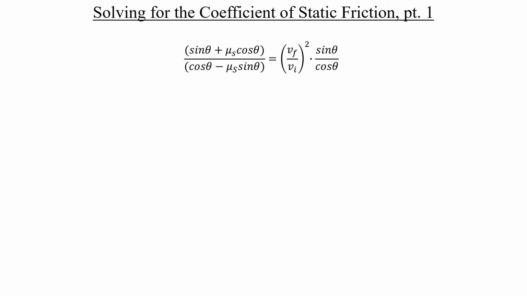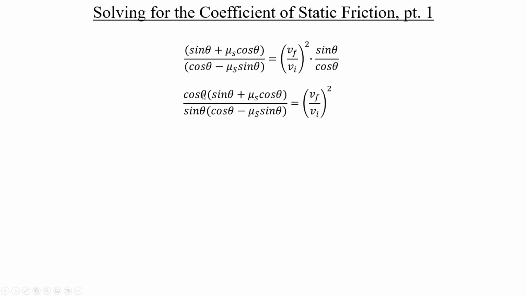In fact, what I'm going to do is multiply both sides by cosine, which will move it into the numerator up here, and divide both sides by sine, which will put it in the denominator over here. And that's what this looks like. Next, I will distribute these identities into the parentheses that they're attached to, which will look like this. Now, I'm going to multiply both sides by the portion in the denominator here on the left.